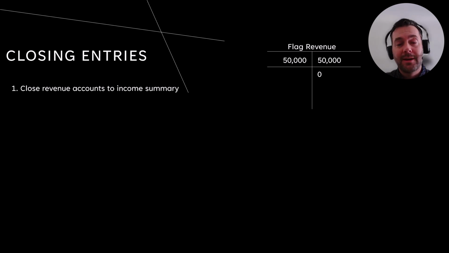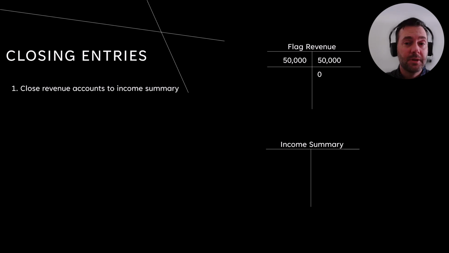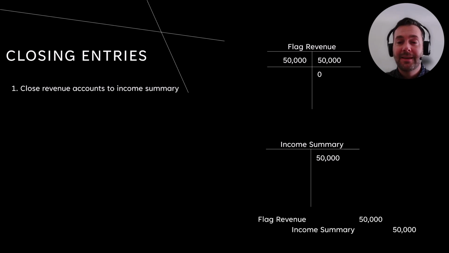So where do we credit this? Well, we're going to use an account called the income summary. This is another temporary account. It only shows up during the closing process, and after the closing process is done, it disappears and goes away, and we don't have to worry about it until the next closing process. What we'll do is we'll credit income summary for that $50,000. The way it looks for our journal entries is we debit flag revenue $50,000, credit income summary $50,000.